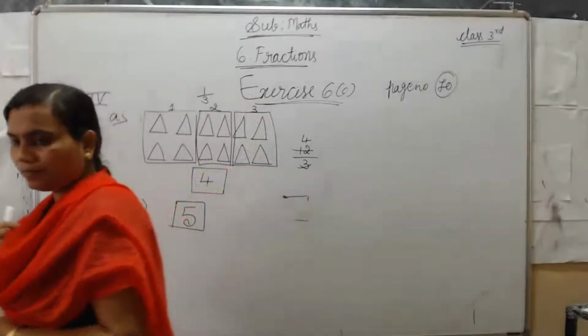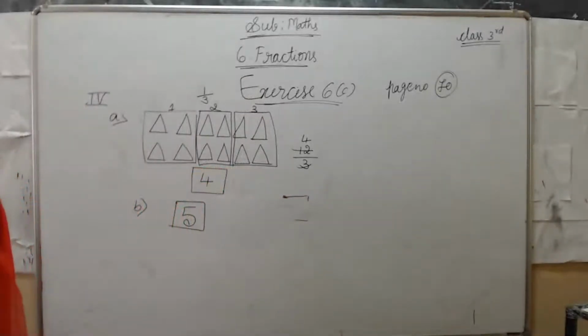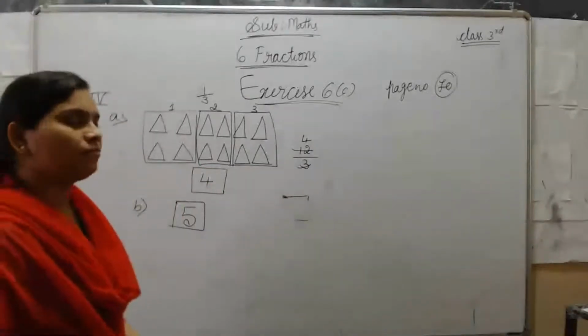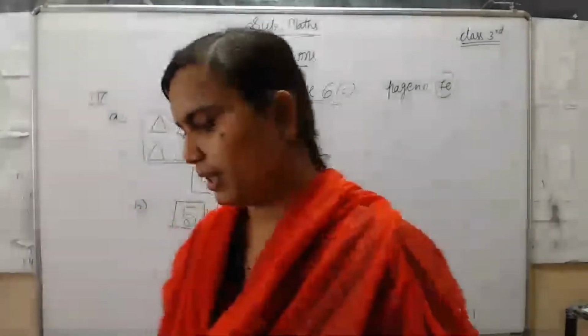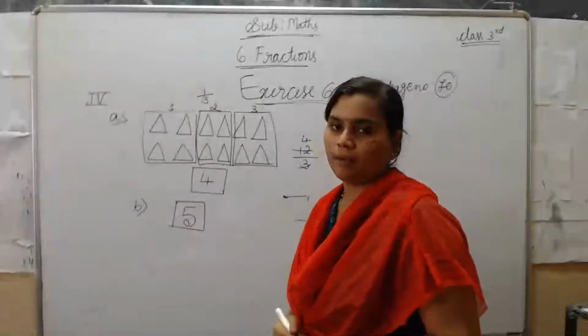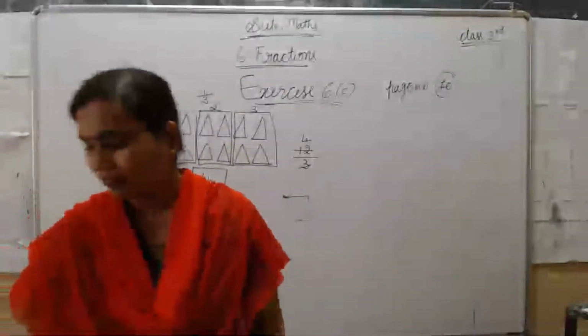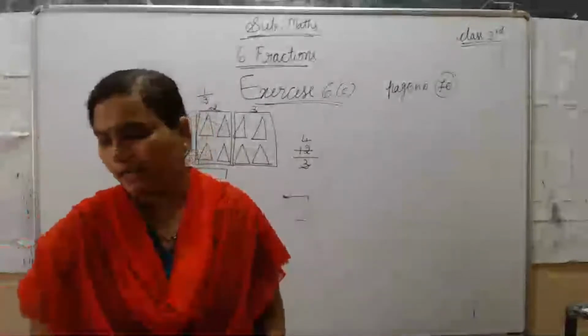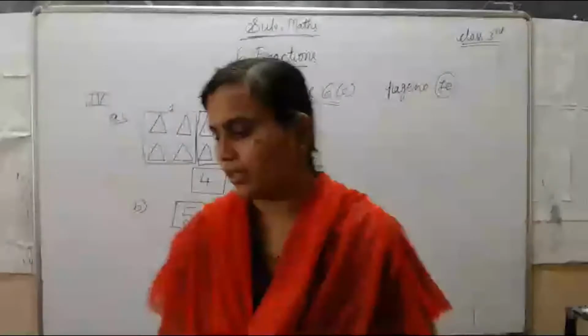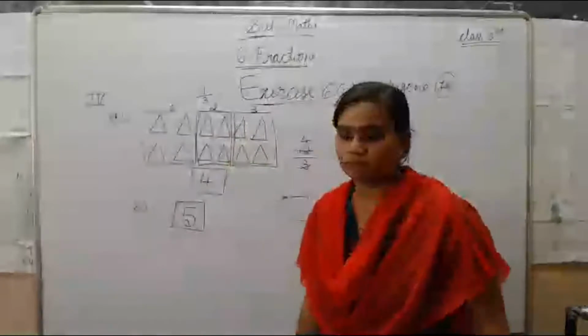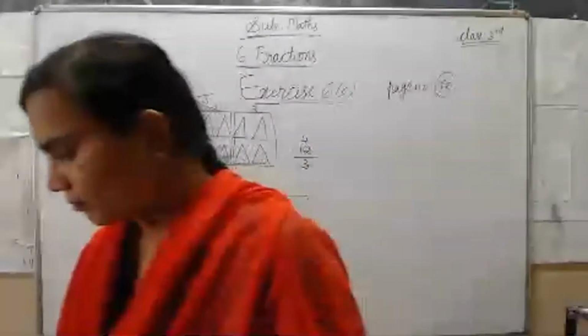Yes, students, did you understand? How many parts do we get? 5 in each part. We can divide it into 3 equal parts. Yes. Is it clear for you?